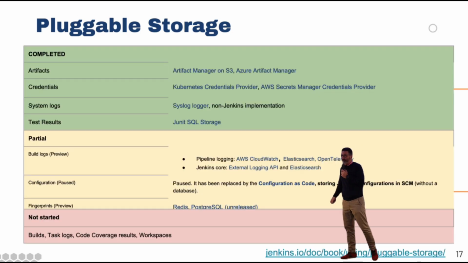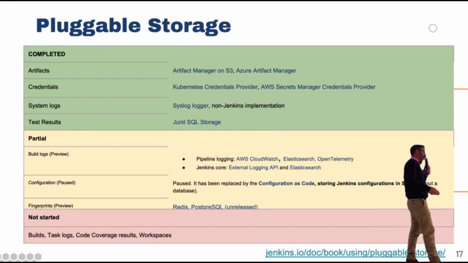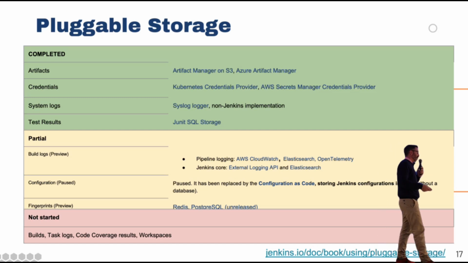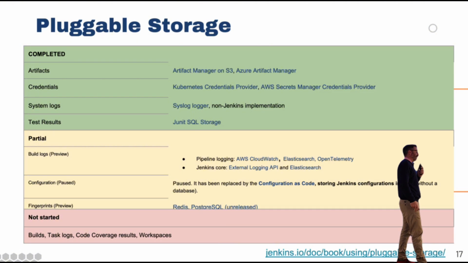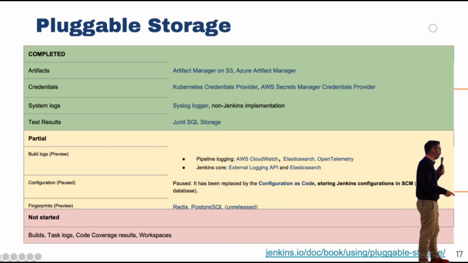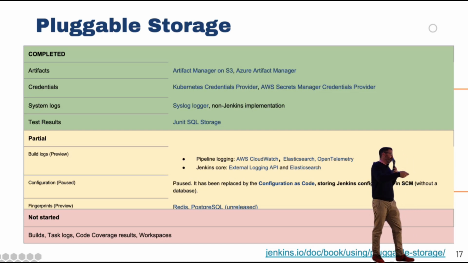So what is the status of this project? The green color represents all the areas that have been completed. We have artifacts, credentials, system log, and test results. Then we have partially completed areas, like build logs, configuration, and fingerprints, and areas that have not been started: build, tax load, and code coverage.